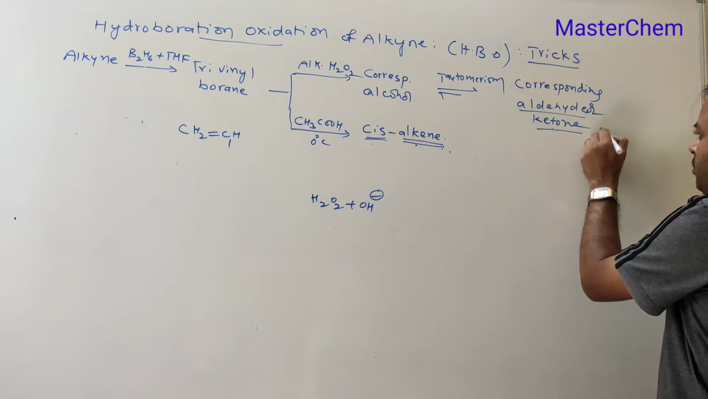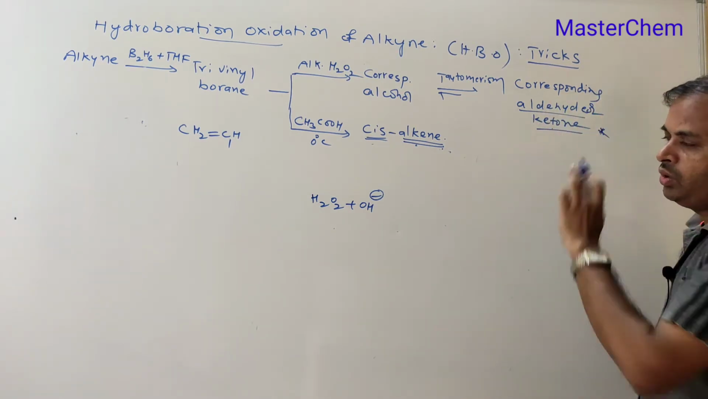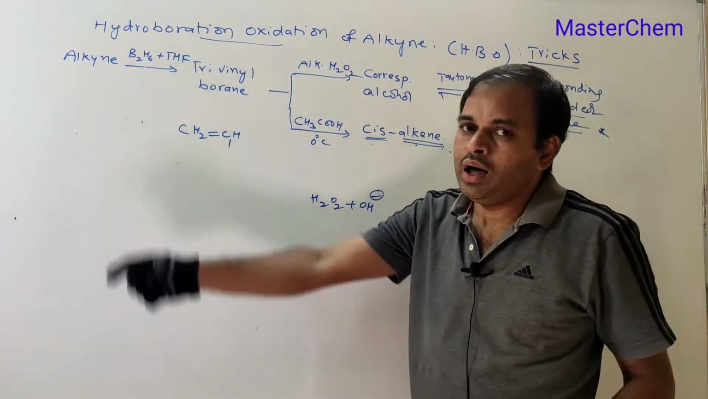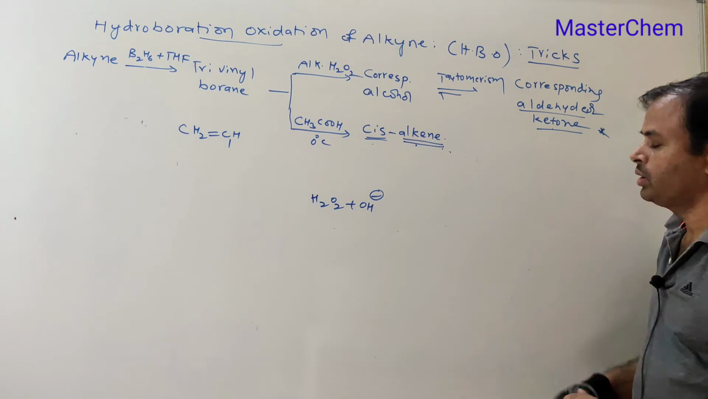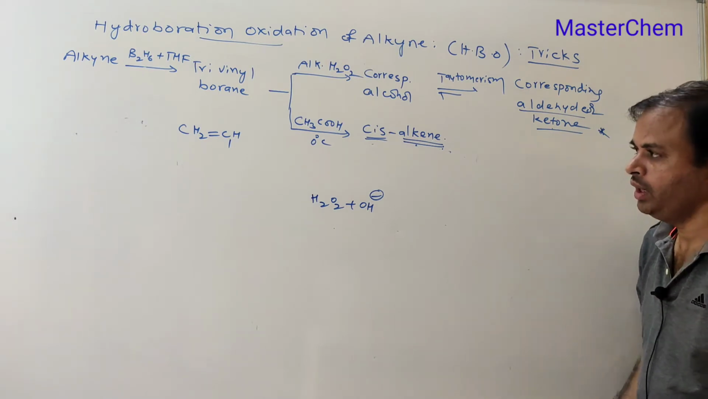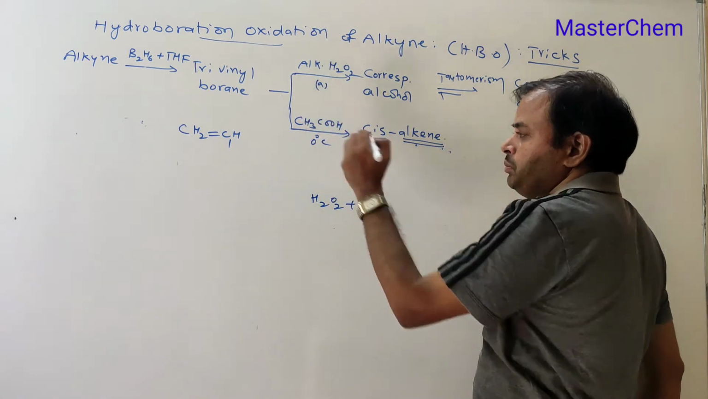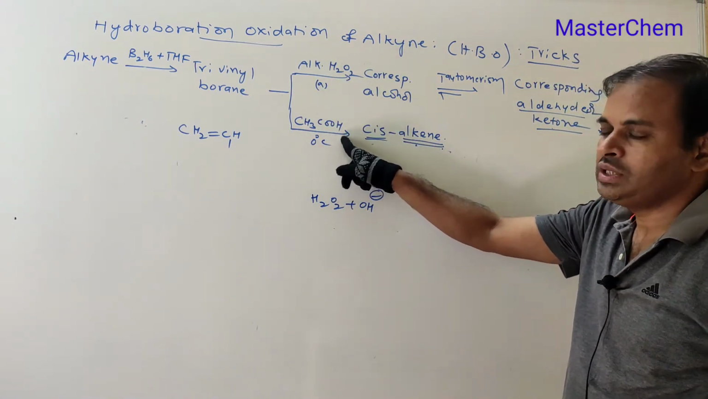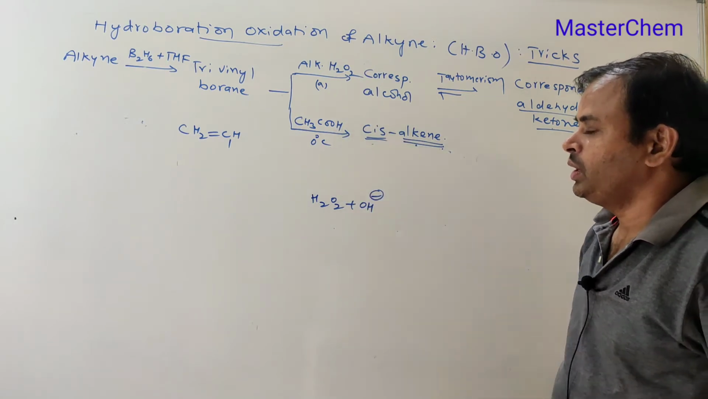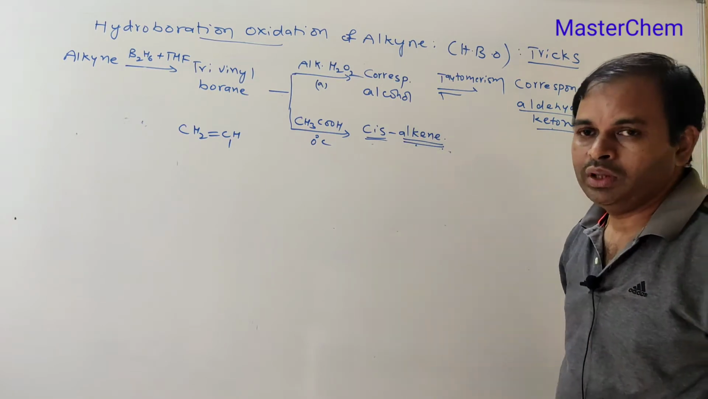So, what is the final product of hydroboration? Aldehyde or ketone, based on the alkyne we have taken. This is path A. Now, if path B, in place of alkaline H2O2, if CH3COOH is taken, at 0 degree centigrade, what is the product? Alkene will be the product.